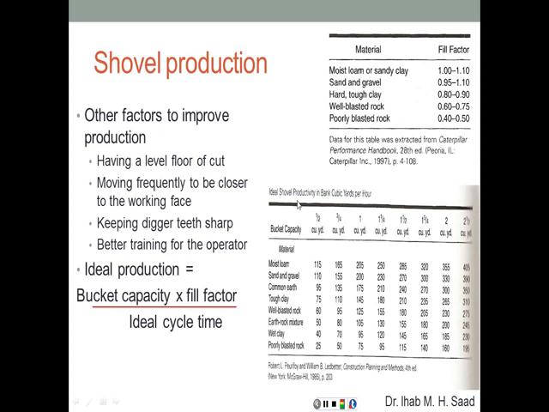The ideal shovel productivity is in bank cubic yards per hour. Now, this is measured in bank cubic yards, depending on the bucket rated capacity. It shows here, for, let's say, a 2 cubic yard bucket, moist loam is going to be 355 bank cubic yards. For tough clay, it's going to be 265 bank cubic yards. For poorly blasted rock, it's going to be only 160 bank cubic yards.